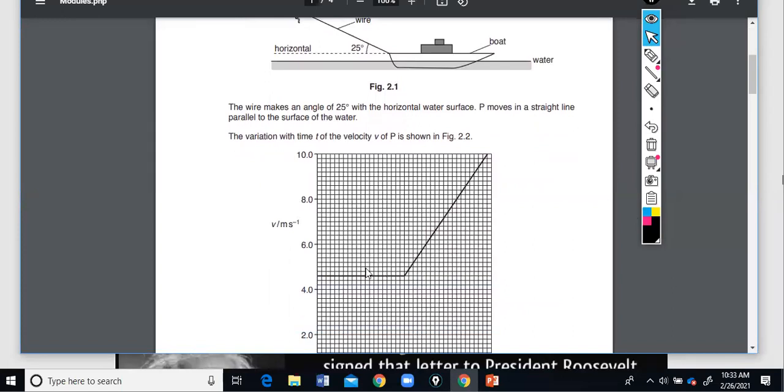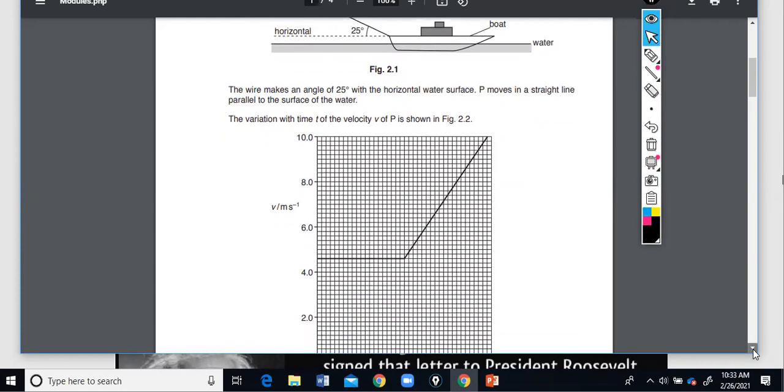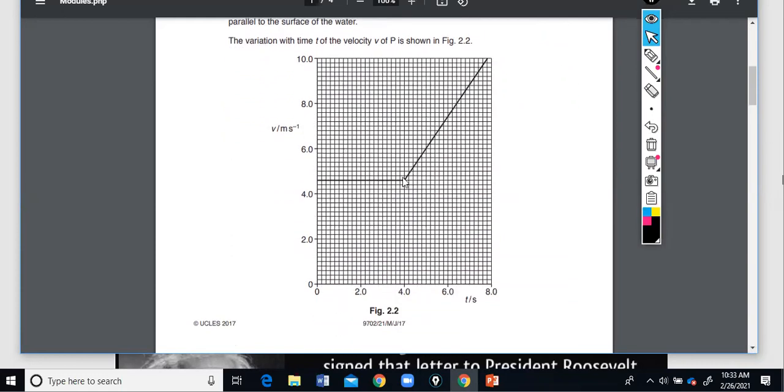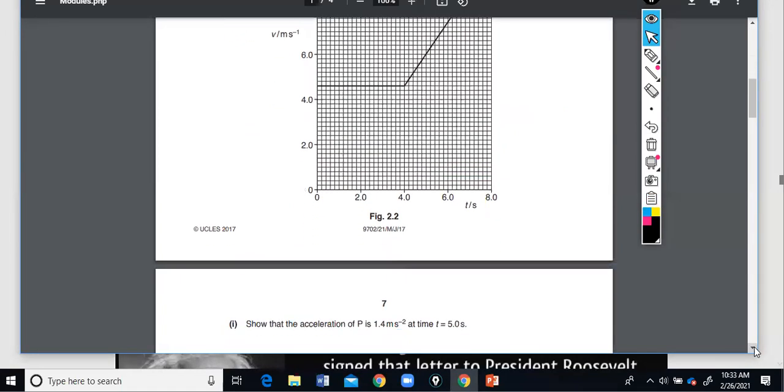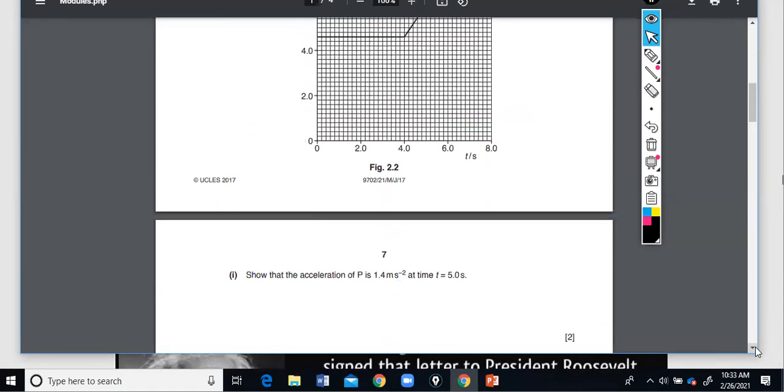So it looks like there's some constant velocity going on initially for the first 4 or so seconds of motion, maybe exactly 4. It's hard to see that. I think that is exactly 4, right? So right at 4 seconds, there's this increase in velocity. Okay. Show that the acceleration of P is 1.4 meters per second squared at time t equals 5 seconds.